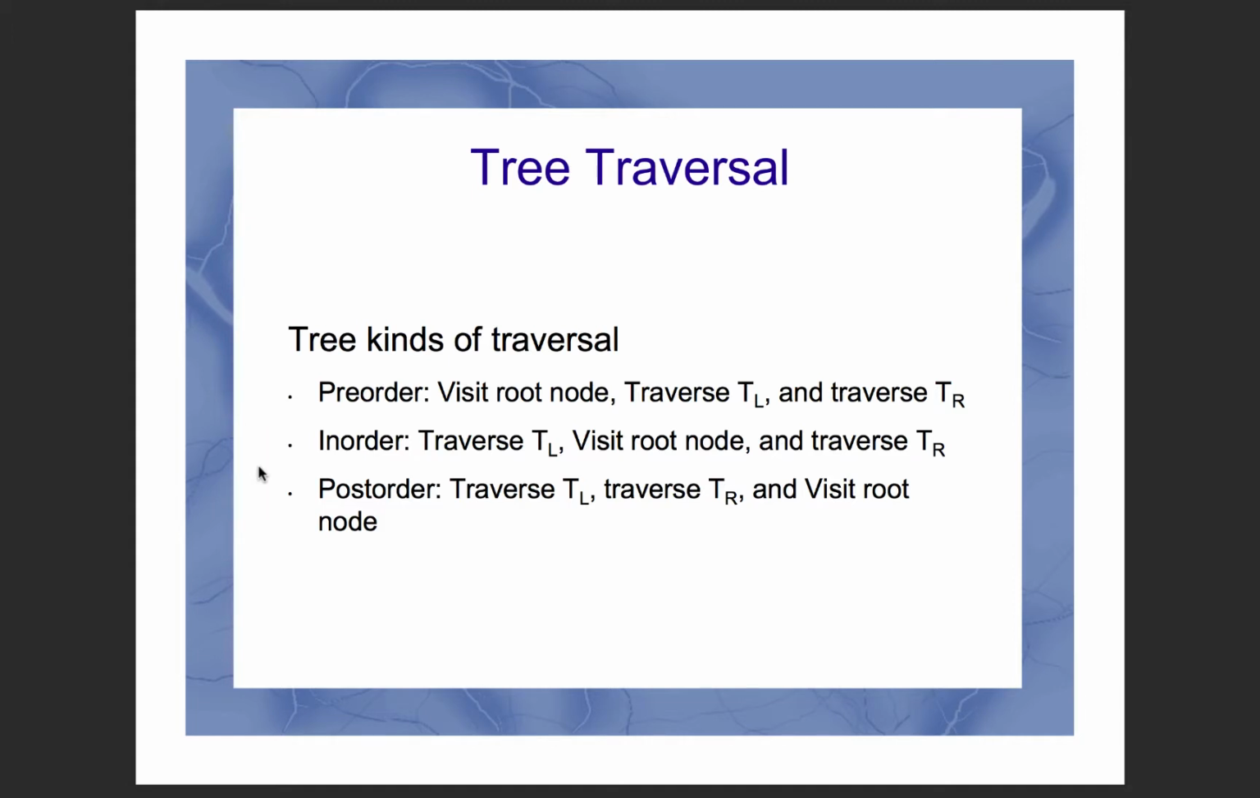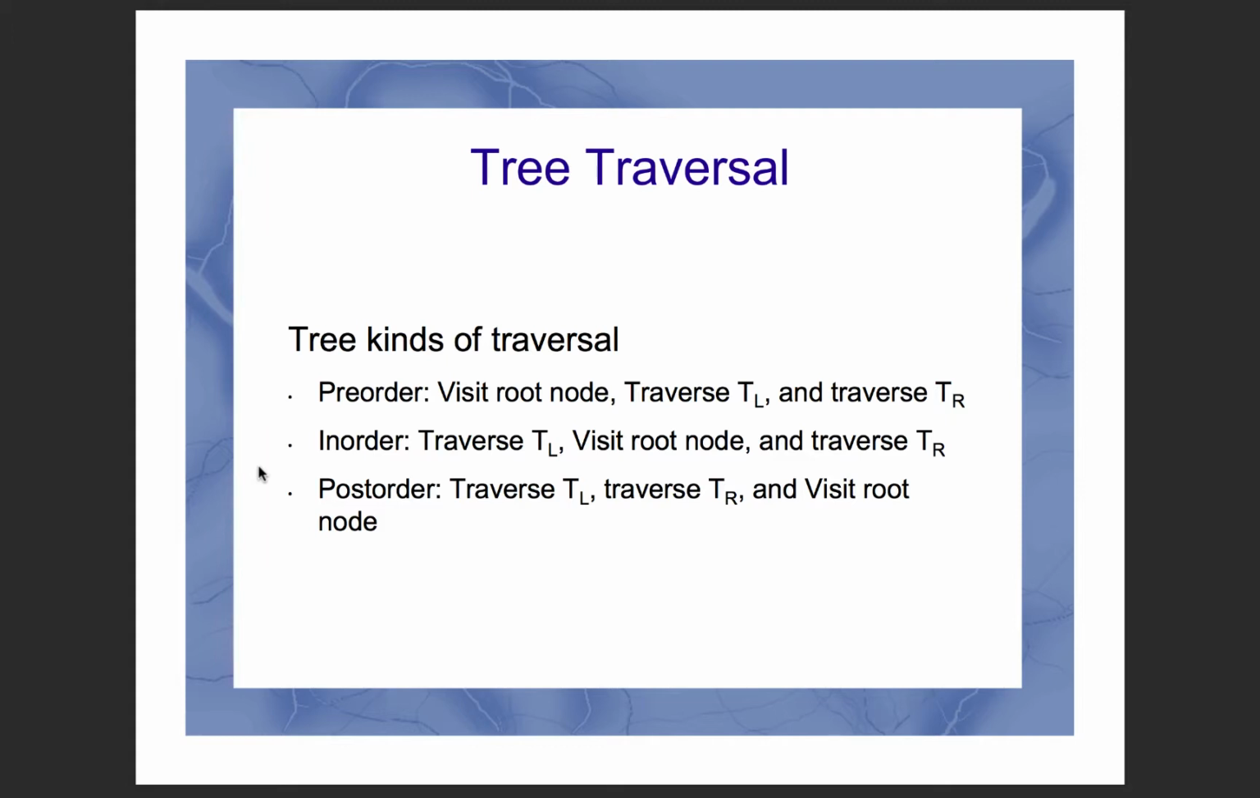If you want to traverse a tree, you can traverse a tree in different ways. There are three different ways to traverse a tree. Traversing a tree means you are printing the data of each node, or you are applying some function on each node, so you might need to traverse the whole tree. One is called pre-order, another one is called in-order, another one is called post-order.